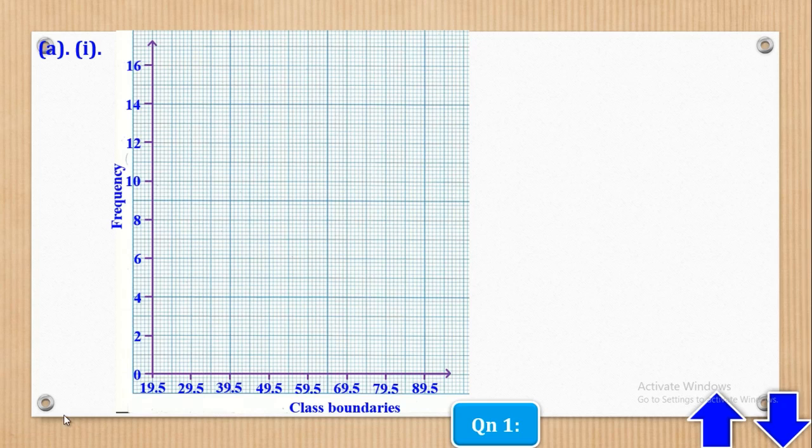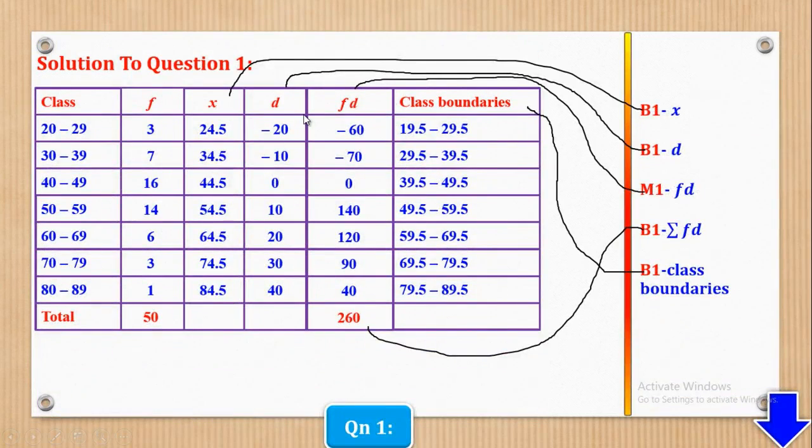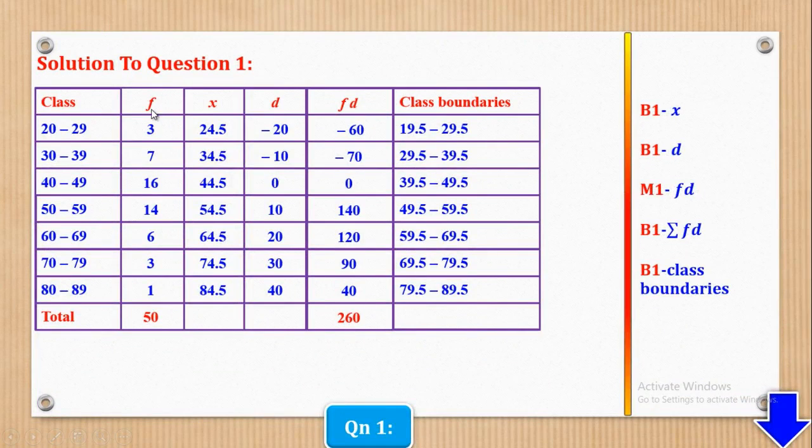Okay, so that is the axes which are well labeled. They have to be labeled. The horizontal will be for class boundaries, and vertical will be for the frequencies. Now next is to plot our histogram. So you have to come here and remember that we are plotting frequency against class boundaries. So from 19.5 to 29.5, the corresponding frequency is 3, so we shall come here and draw it.